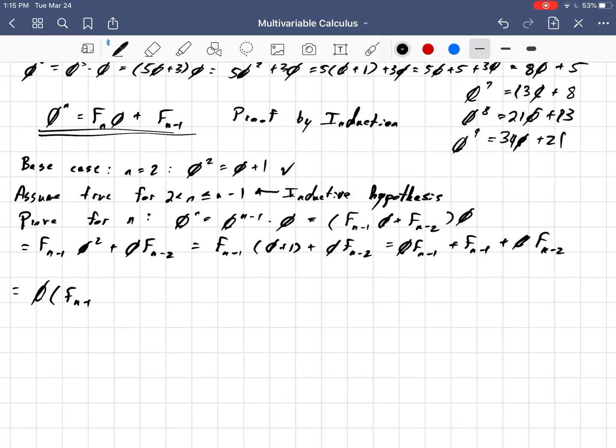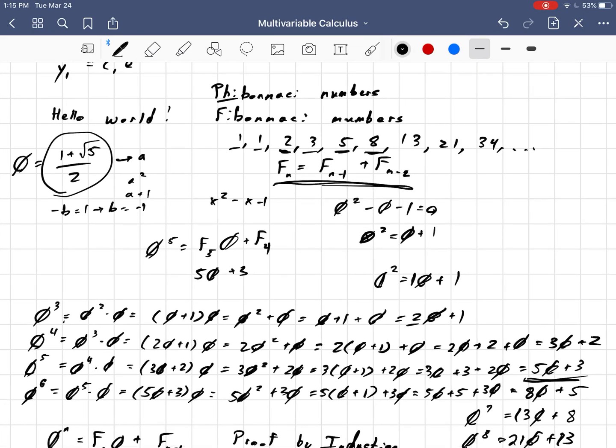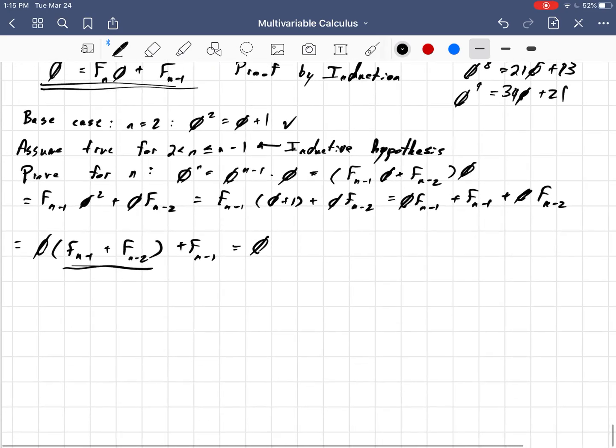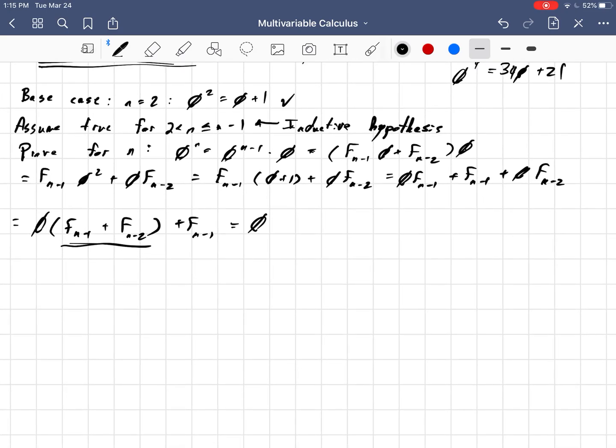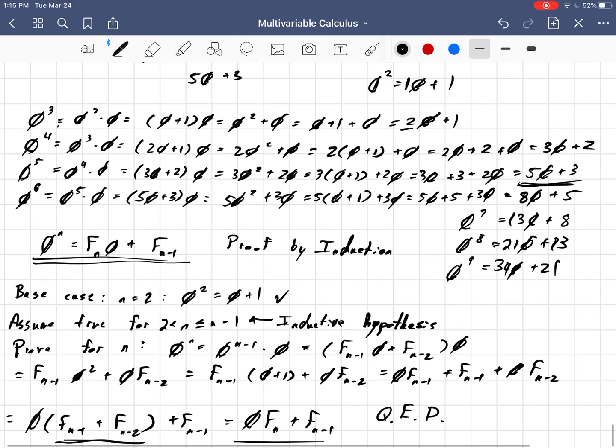This is phi times f sub n minus 1 plus f sub n minus 2, plus f sub n minus 1. Now, this in here, we said right from the get-go, that's the defining trait of the Fibonacci sequence itself. The sum of the two previous terms is the term to the right. So f sub n minus 1 plus f sub n minus 2 is just f sub n, plus f sub n minus 1. And that's exactly what we wanted to show. So quite easily done.